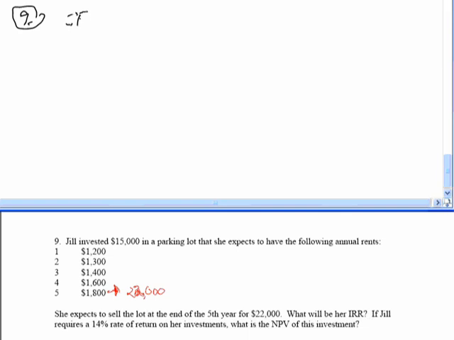CF0 is going to be negative $15,000. And that has to be a negative. CF1 is going to be 1,200. CF2 is going to be 1,300. CF3 is going to be 1,400.